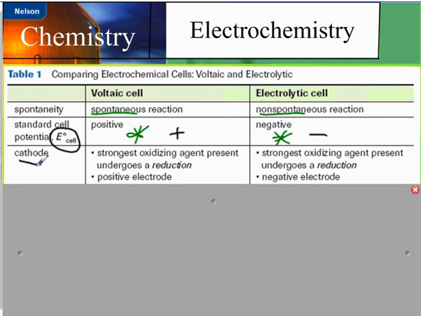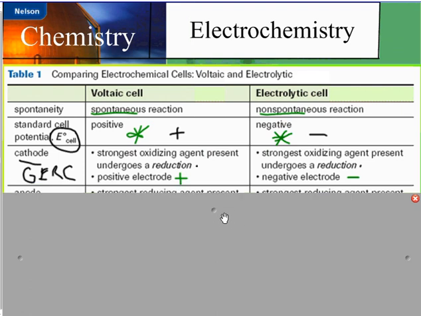At the cathode, gain electrons, reduction. This is the same for both cells, so the SOA is reduced at the cathode. But the distinction between the two is that in the voltaic cell, our cathode is positive. Remember, cats have paws. But in the electrolytic, the sign is reversed. So our cathode now has a negative sign.